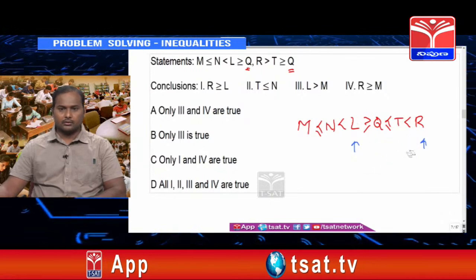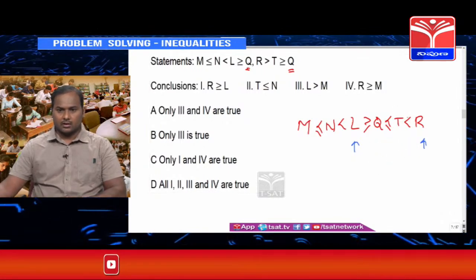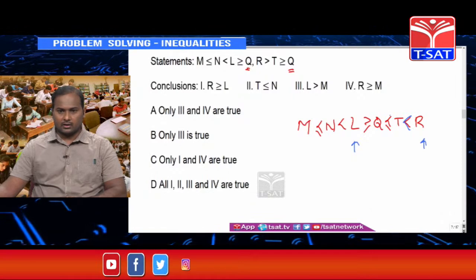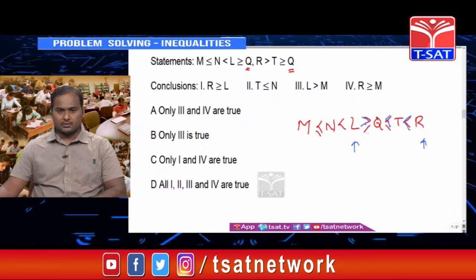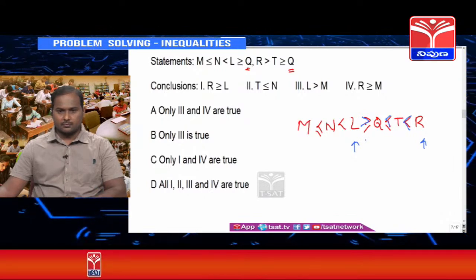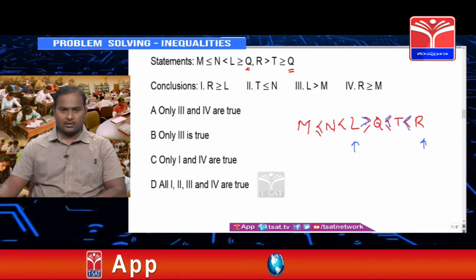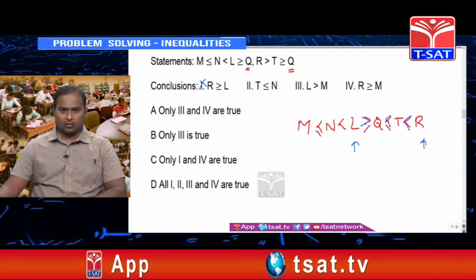But what is the problem here? The problem here is here greater than symbol, here greater than symbol, but you can see here less than symbol. So you can see two opposite symbols. Whenever you see the opposite symbols in between L and R, obviously this conclusion becomes wrong.